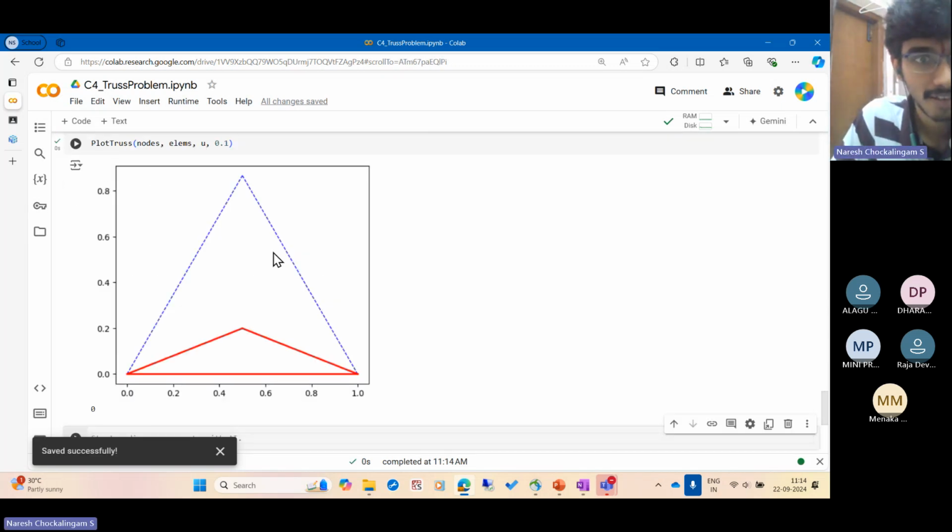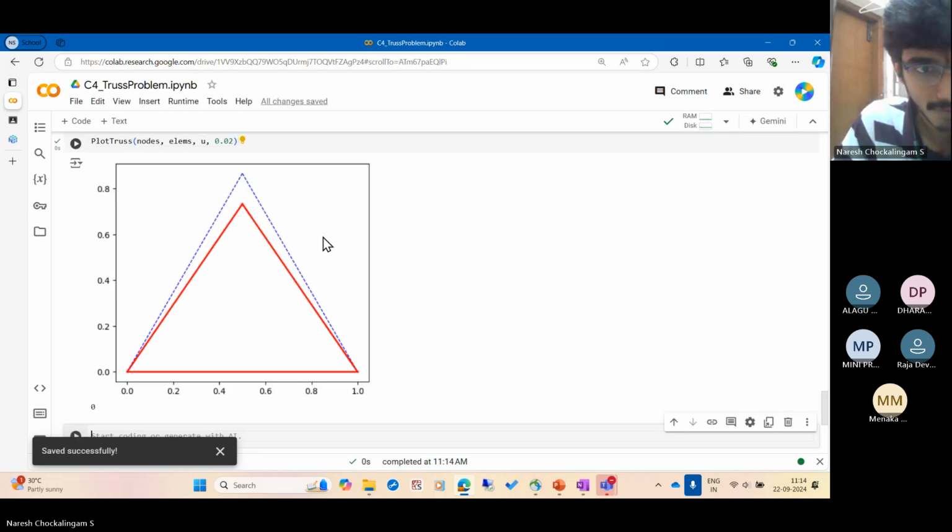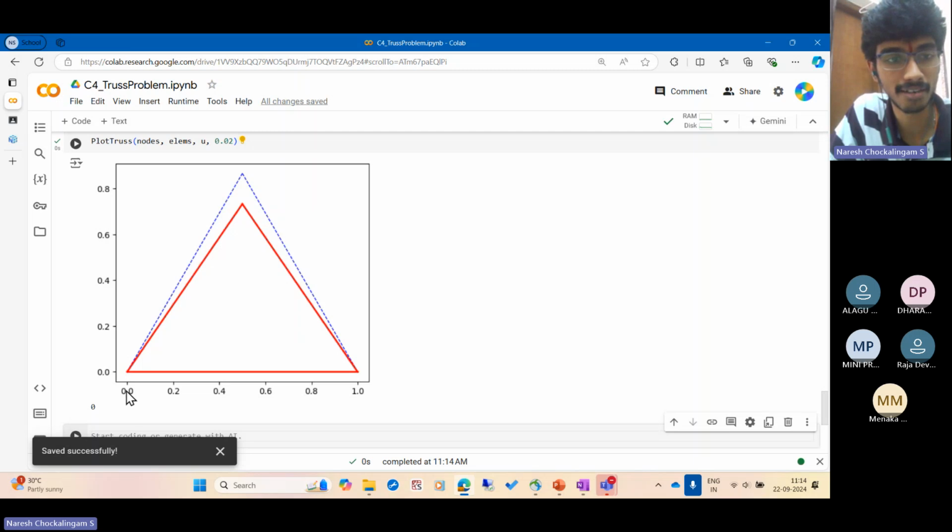Right? So the loads are unreasonably large. Let me make it 0.0 or 0.02. So this is the deformed shape. You're applying a force there. The left and right bottoms of the triangle are fixed, they cannot move. So this point directly comes down.